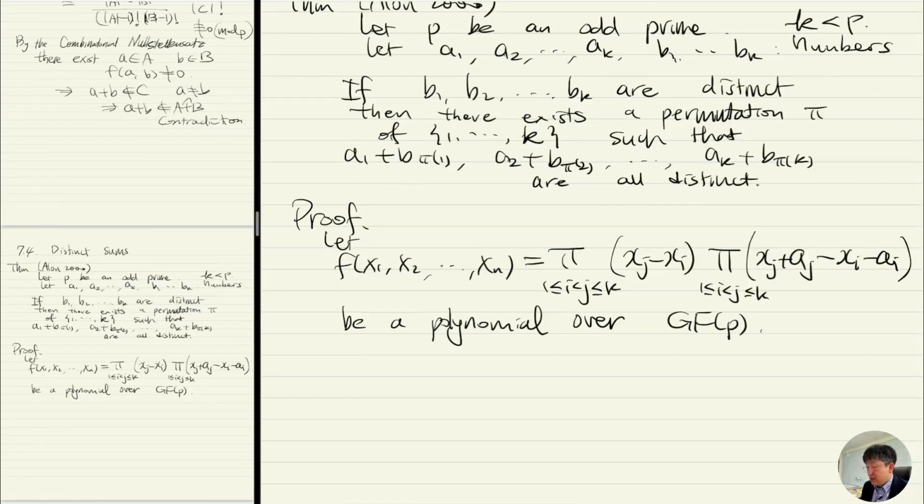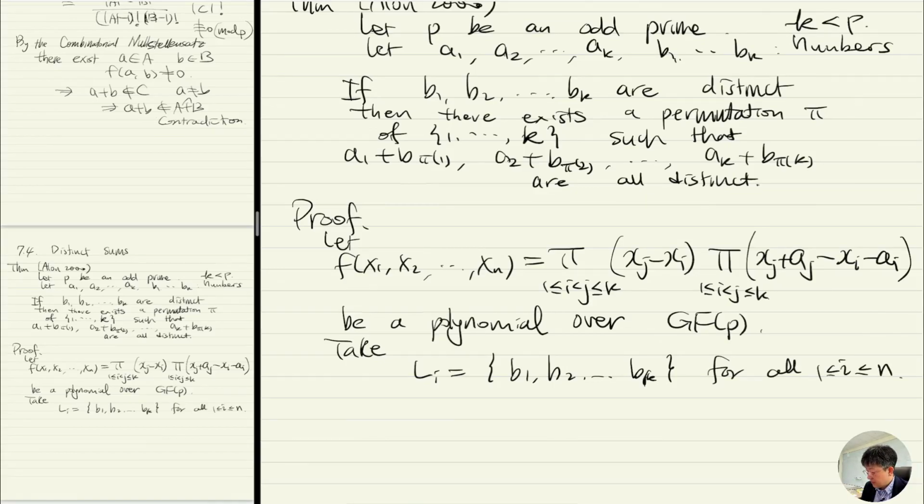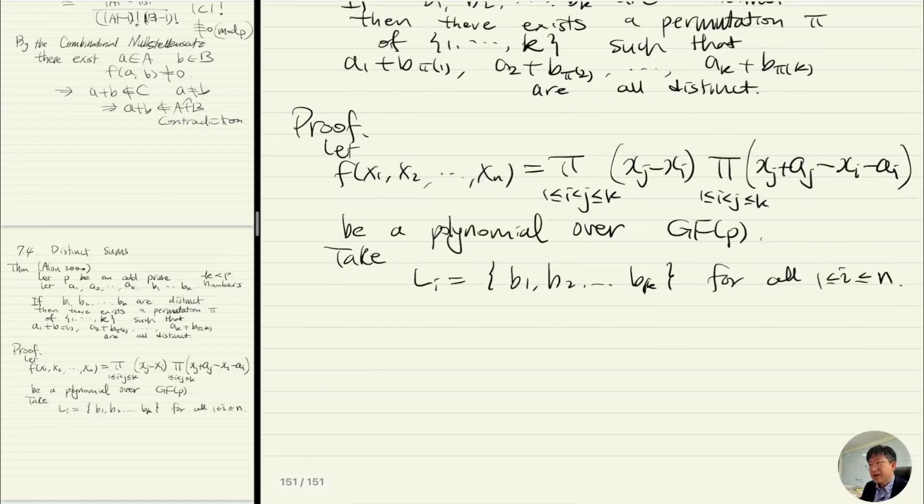Now we will take Li to be the numbers b1, b2 up to bk for all i. So our goal is to find an assignment of the xi so that this f is non-zero. For instance, x1 could be b1, x2 could be b2, etc.